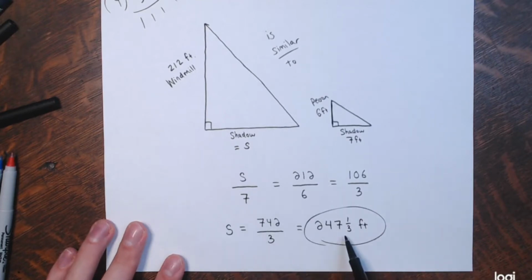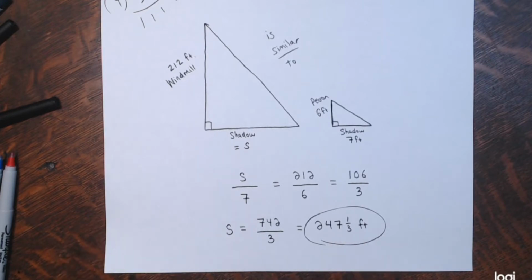Or 247.3333333. If you wanted to round that, 247.3 feet, or 247 feet and 4 inches. However you want to put it, as long as it's correct, as long as it's equivalent to that amount of feet. Great. Very, very simple stuff.